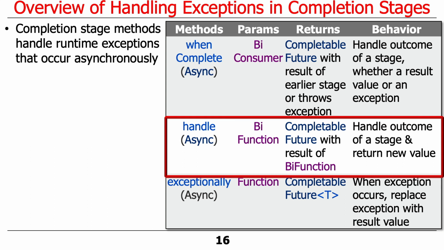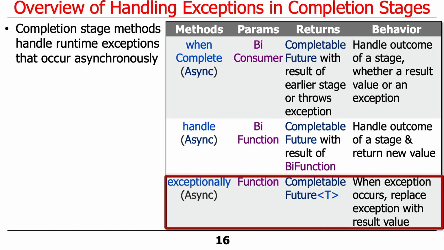Handle, or handle async, takes a bi-function, so it's going to take two things, and it will return a completable future with the result of the bi-function. This can actually be used to handle the outcome of a stage and return a new value. So if it gets an exception, it can do something different than if it doesn't get an exception. Typically what it does when it gets an exception is replace the exception with some sort of default value. We'll show some examples of that later.